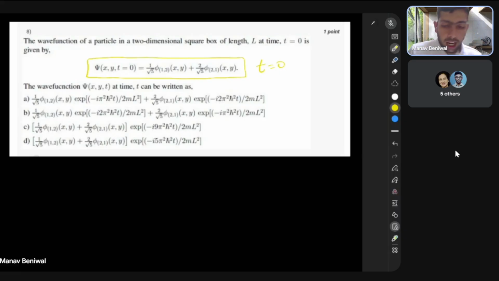Now this time, unlike the previous question, we know what our system is. So we know what our potential is. Outside the two-dimensional square box, the potential is infinite, and inside the box the potential is 0. And this is the form of the wave function which is given to us.